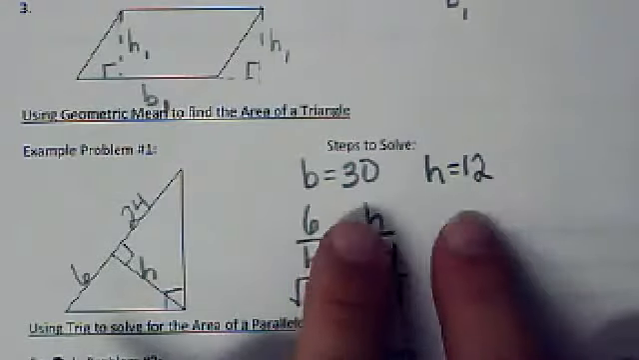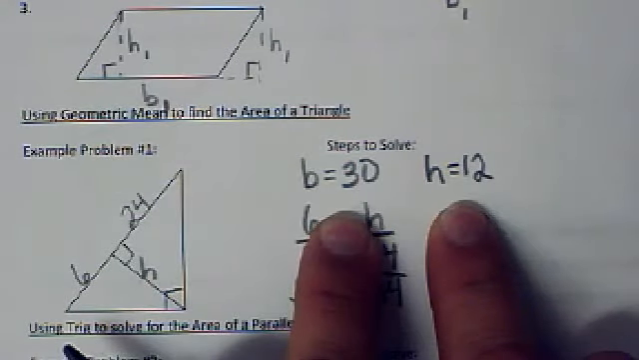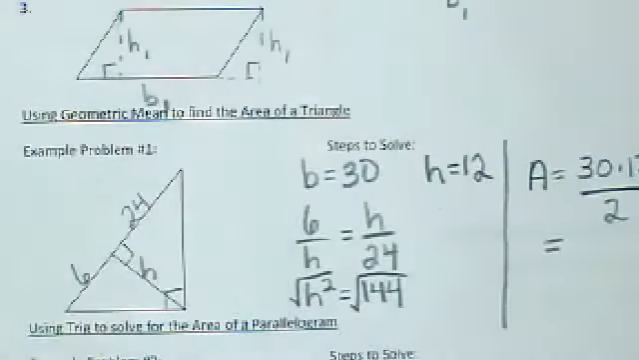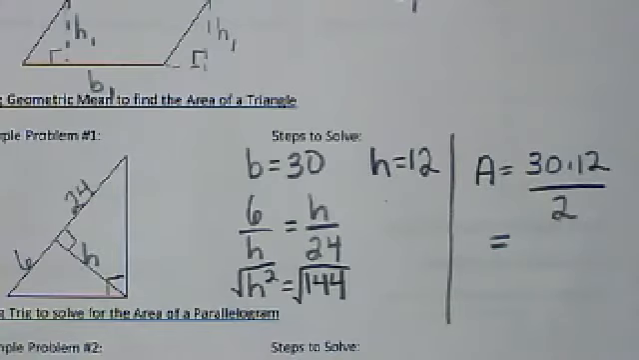So now I have enough information to implement these into my formula and solve for the area of my triangle. So I know that area is equal to base times height divided by 2. So 30 times 12 divided by 2. My numerator is 360.